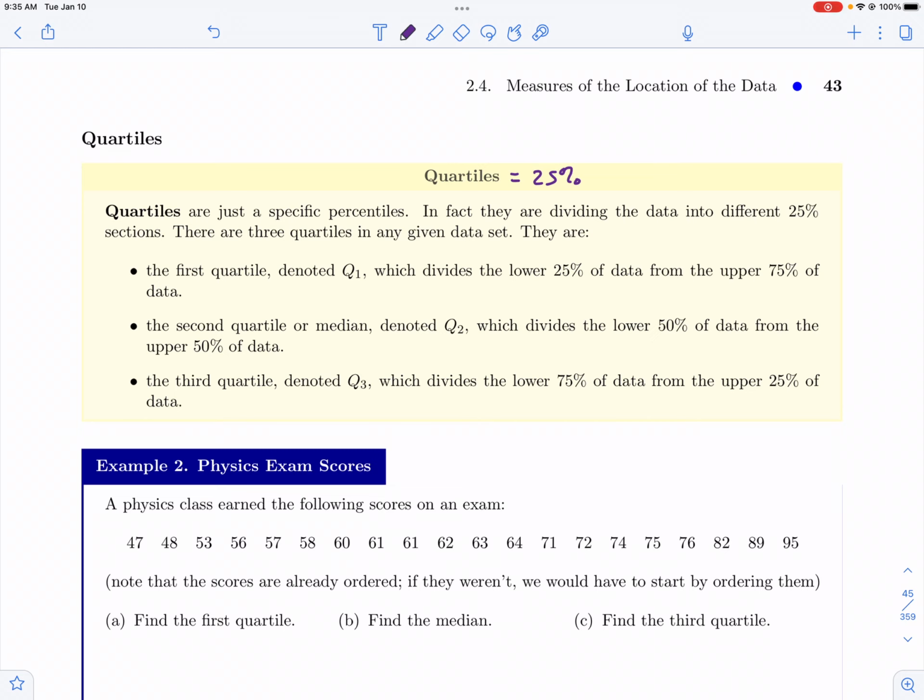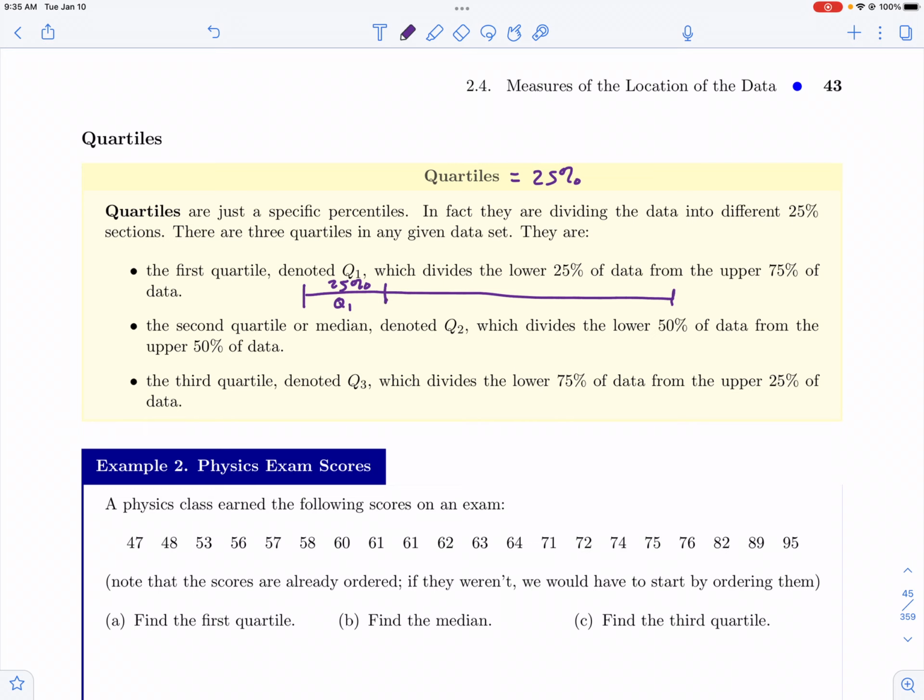And so the first quartile, what its job is taking and dividing the data up into the lower 25% and the upper 75%. So if you were thinking about this, all the data kind of being laid out on a number line, then Q1 is going to be this little section down here, and it's going to be where this divides.